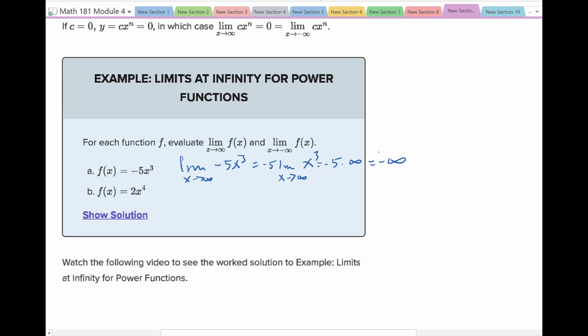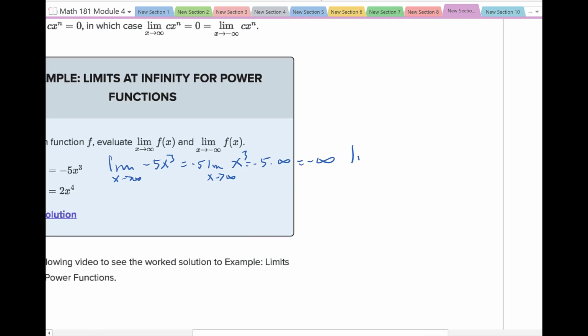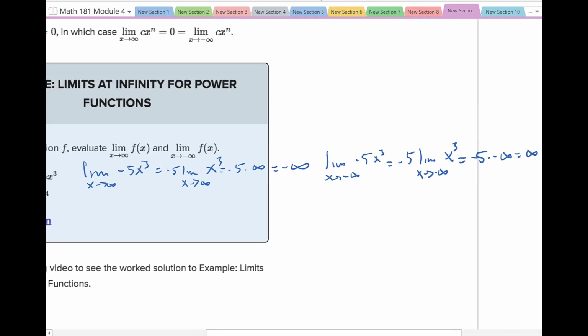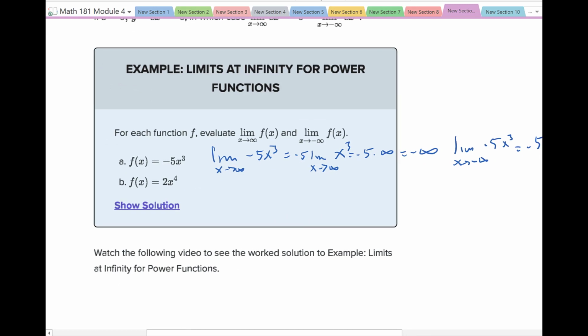And if we look at the limit as x approaches negative infinity of negative 5x cubed, it's the same process. That's going to be negative 5 times the limit as x approaches negative infinity of x cubed. So that's going to be negative 5 times negative infinity, or positive infinity. Let's go on to B.